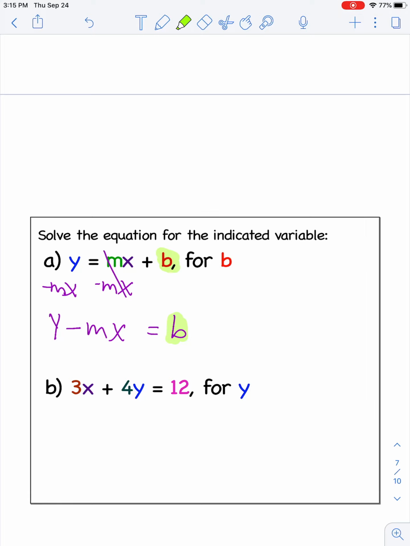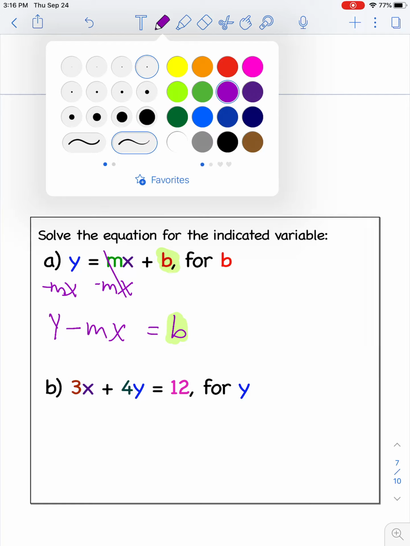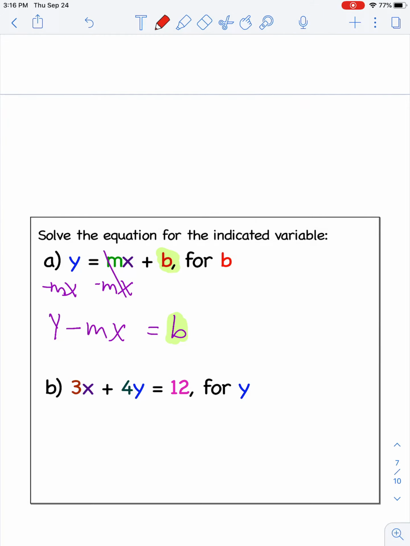All right, your turn to try. I want you to pause the video and try part B. Then start the video again to see if you got it correct. So the explanation for this is we want to solve this for y. So I need to get this part right here by itself. So I'm going to subtract 3x.